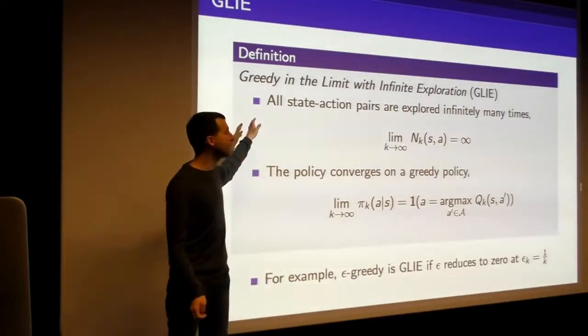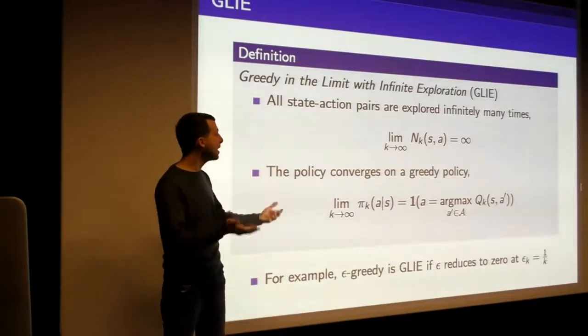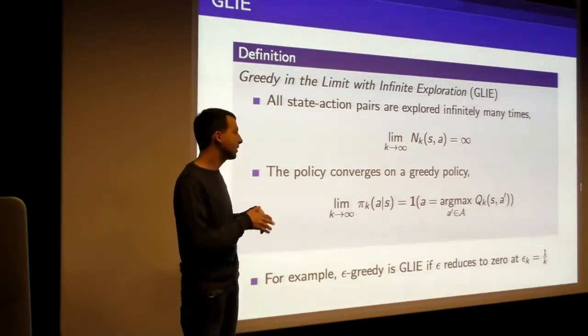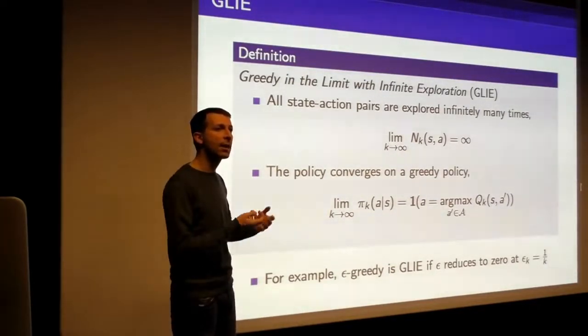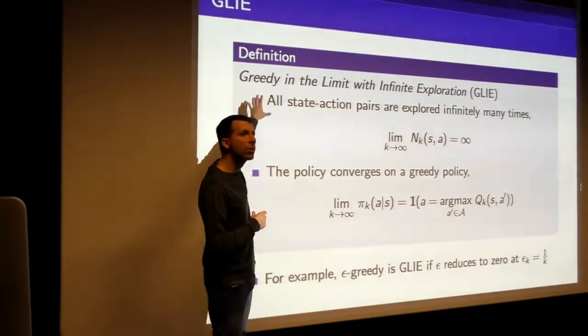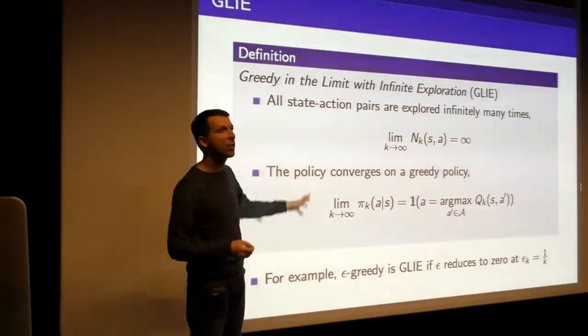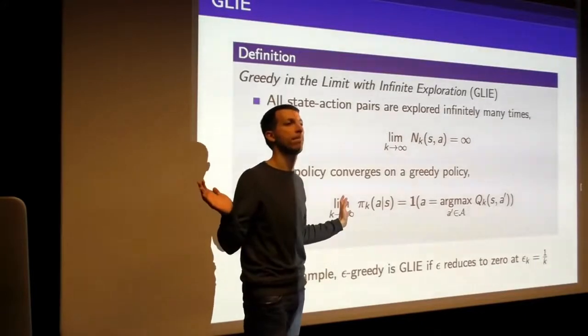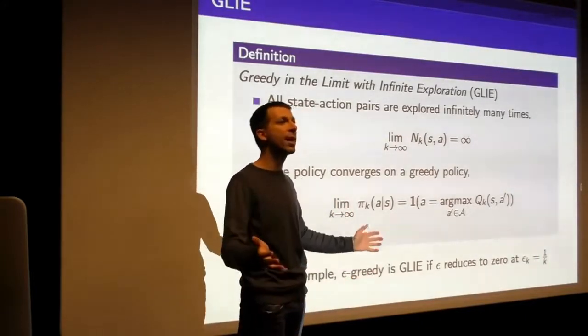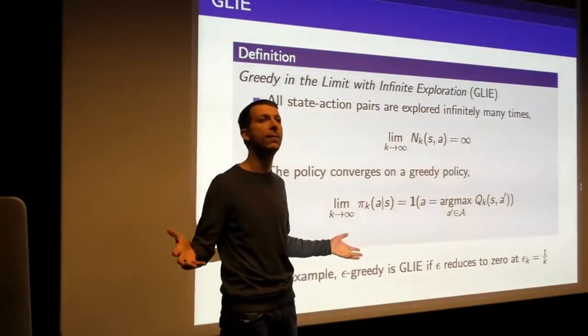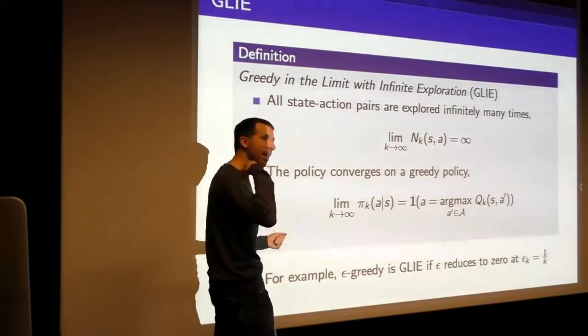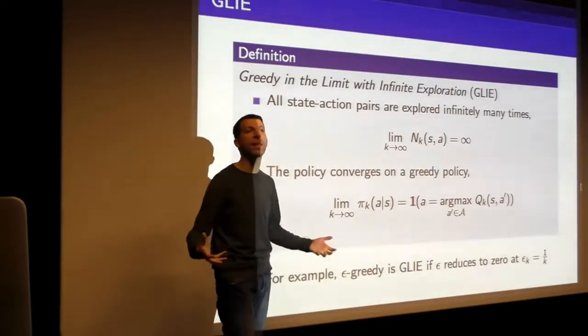And the idea of GLIE is basically to come up with any schedule, if you like, for exploration, such that two conditions are met. The first condition is that you continue to explore everything, that you basically make sure that all states and all actions are visited infinitely often. So that's like guaranteeing that you never miss out on anything.